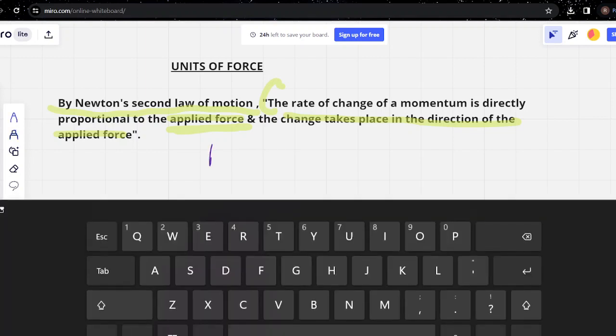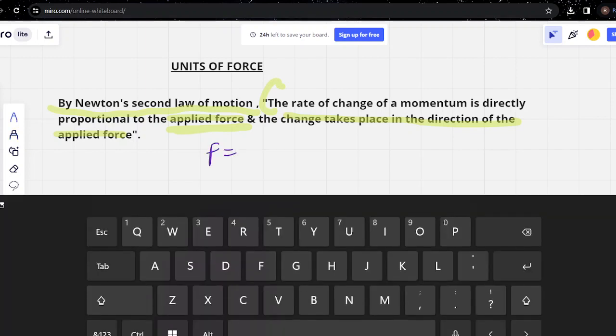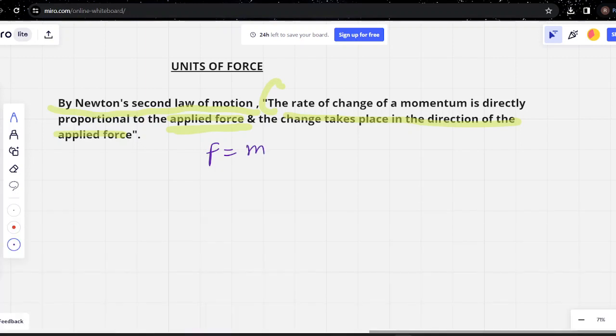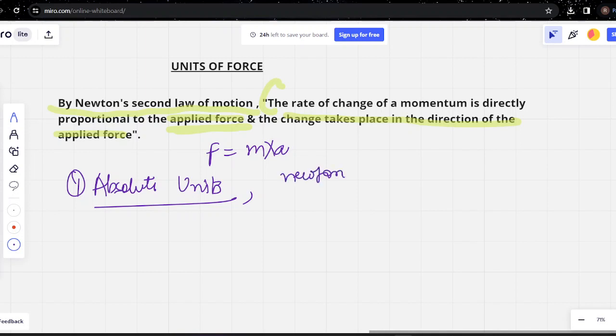And then the change takes place in the direction of applied force, which is point number two. According to this law, mathematically we can say that force equals mass into acceleration, m into a. Using this, we can obtain units of force. In terms of absolute units, or in terms of SI unit, force is measured in Newton, named after scientist Isaac Newton.